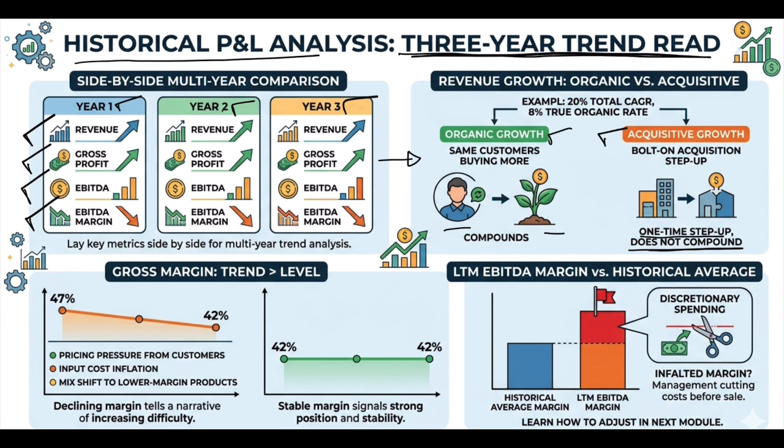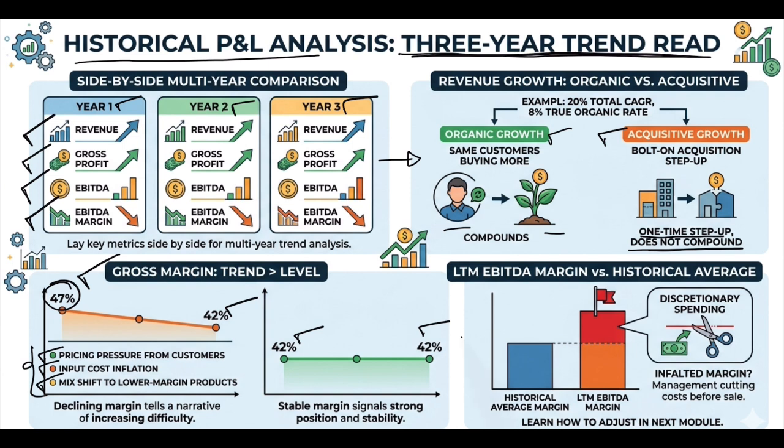Gross margin is your second focal point. Most buyers look at gross margin level, but gross margin trend is far more informative. A business with 42% gross margins that has been declining from 47% over 3 years tells a very different story than one that has been stable at 42%. Declining gross margins usually signal one of 3 things: pricing pressure from customers, input cost inflation that cannot be passed through, or mix shift toward lower margin products or channels.